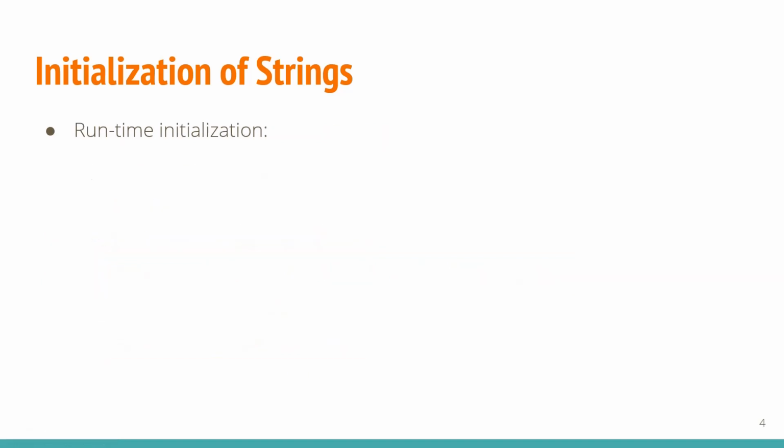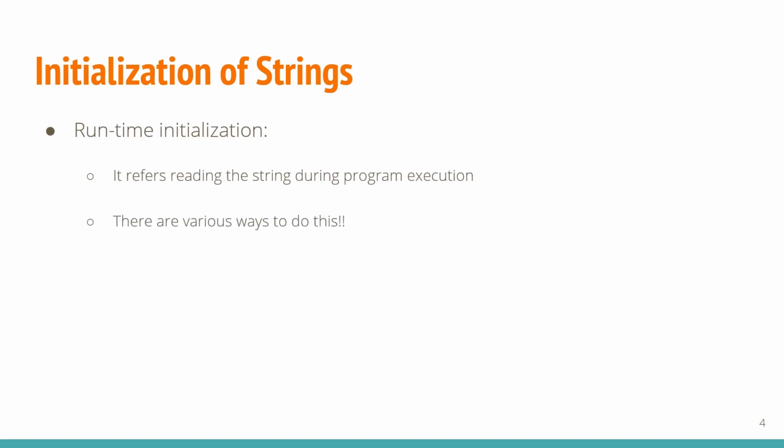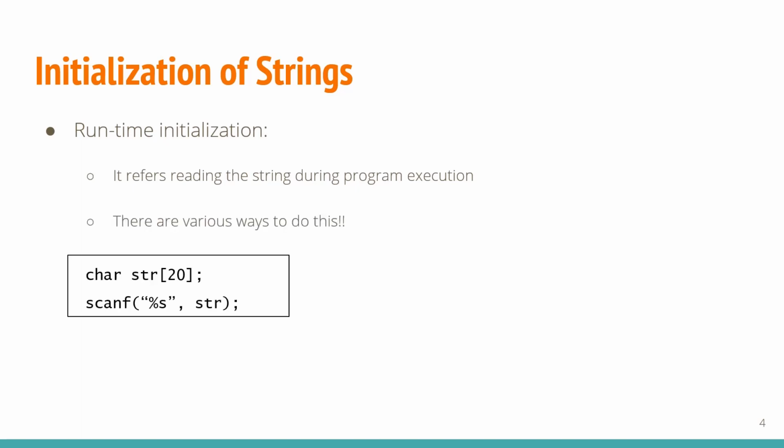We will now see the runtime initialization of strings. What does runtime initialization mean? It refers to reading the string during program execution. There are, in fact, various ways in which we can do this. This sample code snippet shows one of the ways to read a string. This is the simplest form of reading a string, wherein I am using scanf. We use a special format specifier called %s to store the string directly into a character array.